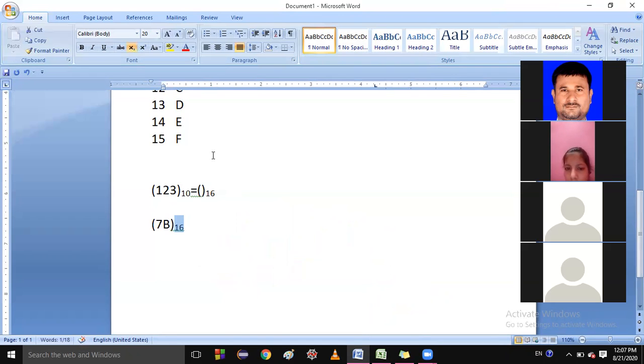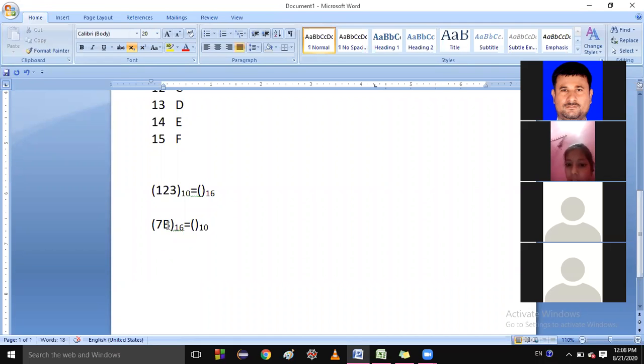It is having base 16, and to decimal. Then how will you convert? How will you do it, students? First we will multiply and add. Very nice. So you will multiply.